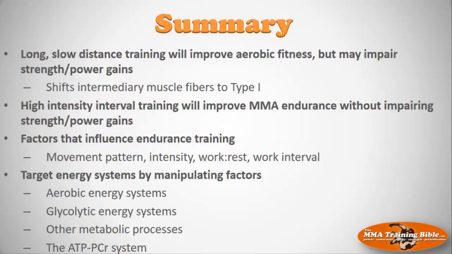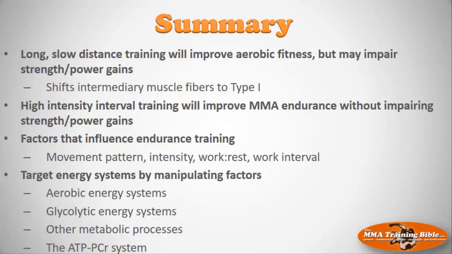So let's summarize. Long, slow distance training will improve aerobic fitness, which is great, but it's also going to impair your strength and power gains, and that's important in mixed martial arts. That's because you're causing a shift in intermediary fibers to behave and look like more type 1 fibers than type 2 fibers, and you need those type 2 fibers to generate strength and power. High intensity interval training, on the other hand, will also improve aerobic fitness, but it's not going to be associated with as great a reduction in strength and power.